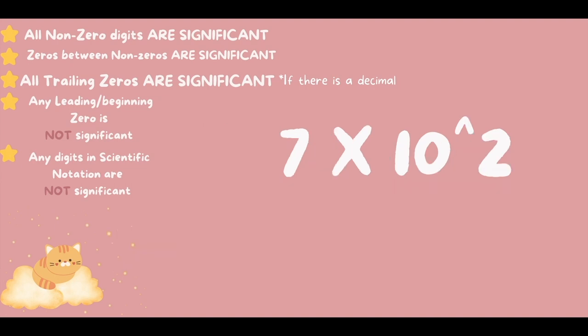Next, we have 7 times 10 to the 2nd power. How many significant figures are in this number? Right off the bat, we know that this is a scientific notation, so there are no significant figures here.